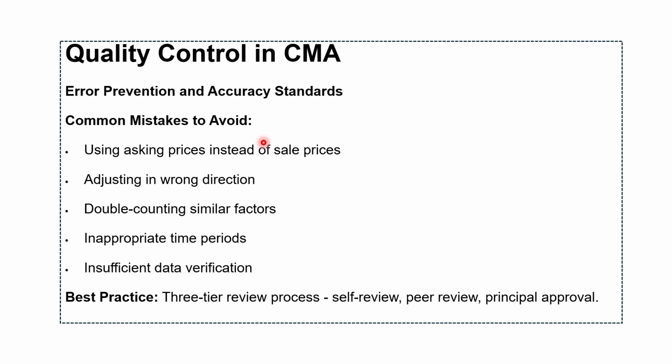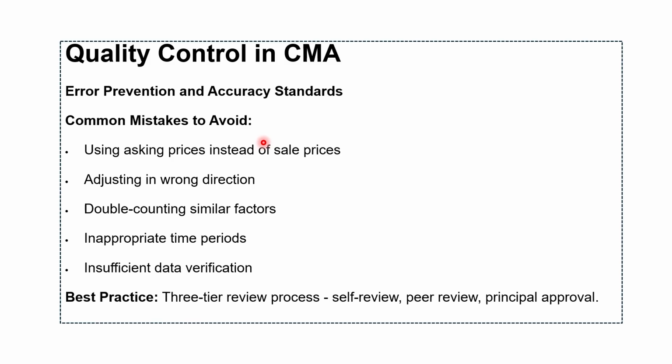Adjusting in the wrong direction: adjustments have to be done in the right direction. We have already understood what the different adjustments are that we have to make and what the process is, and an expert valuer will not make the mistake of taking the adjustment in the wrong direction. Instead of doing plus, they have done minus. That kind of thing should not happen.